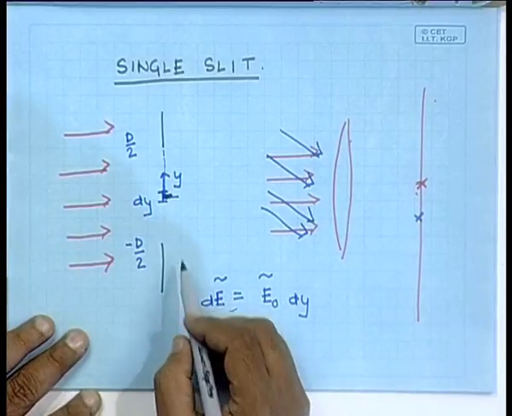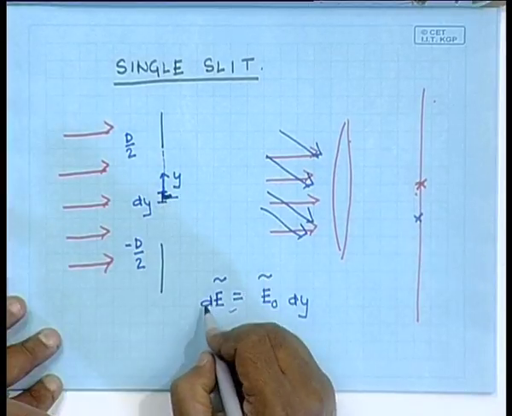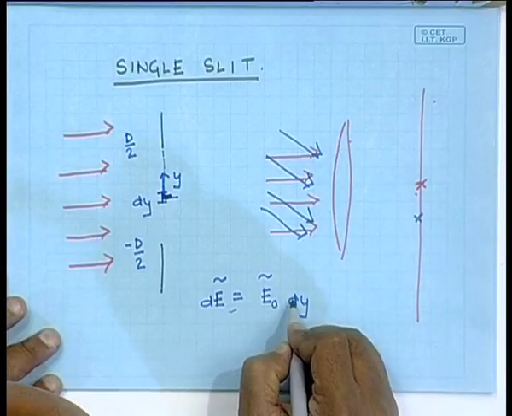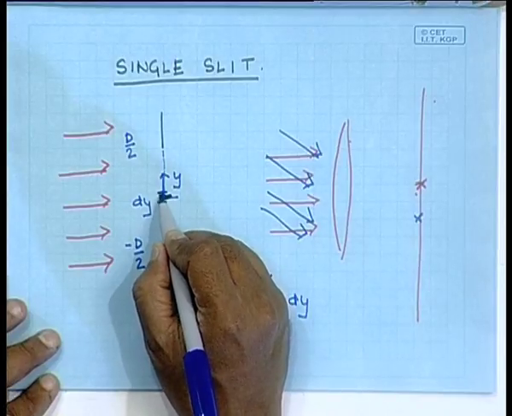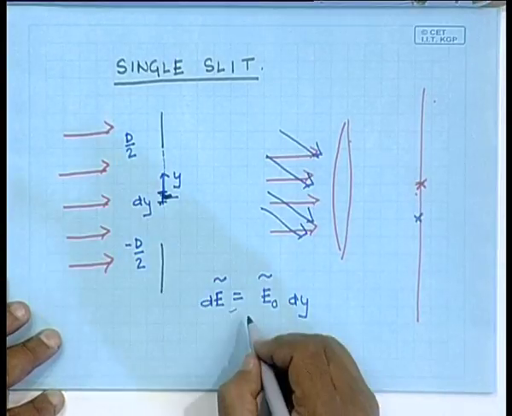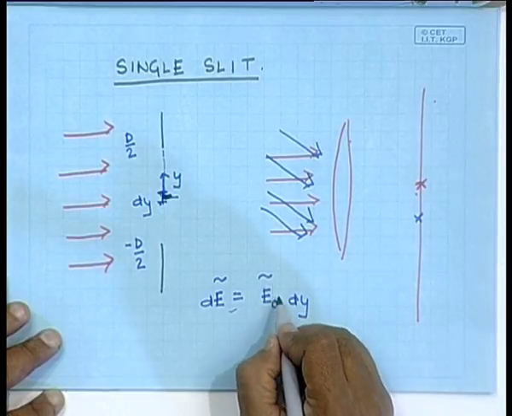Let us take a line element dy on the slit, centered on the origin, and ask the question, what is the secondary wave emitted by the sources in this element dy? I have written the secondary wave emitted from the sources in this small element dy as dE tilde equal to E0 dy. So, it is proportional to the length of this, because the number of sources is going to be proportional to the length, and it is related to the length through some constant E0.